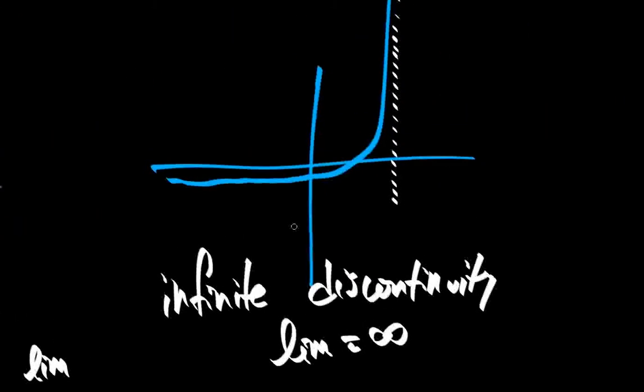And the last type is an infinite discontinuity. And one type of infinite discontinuity is the vertical asymptote, which comes from a limit equaling infinity. Okay, so there are the types of discontinuities that prove that something is not continuous.